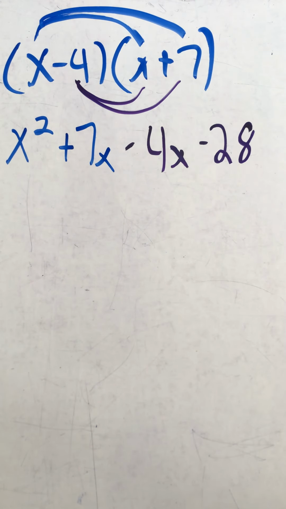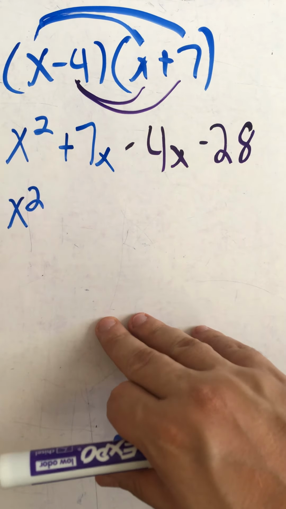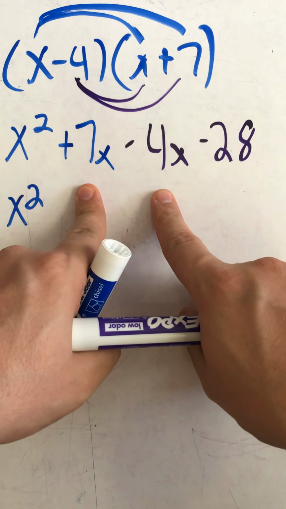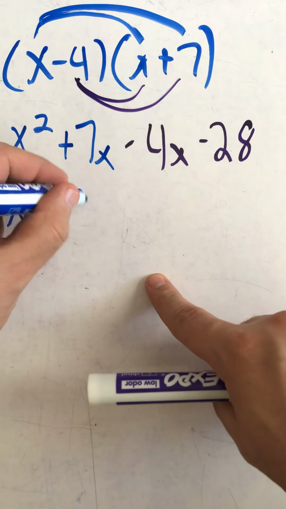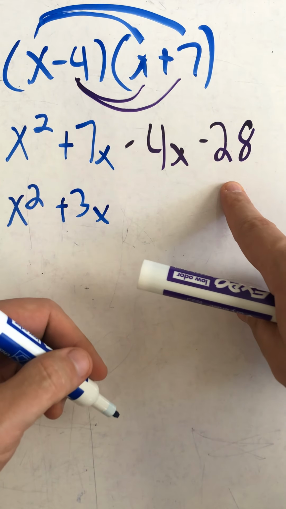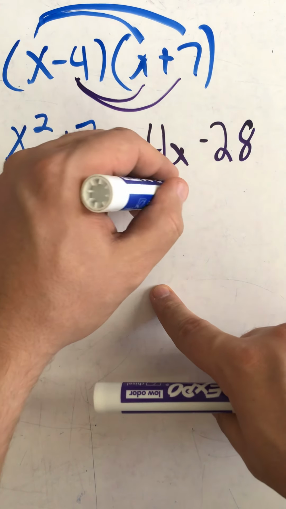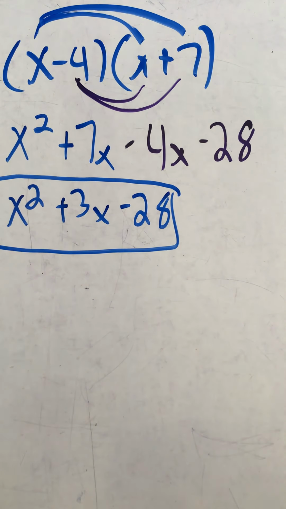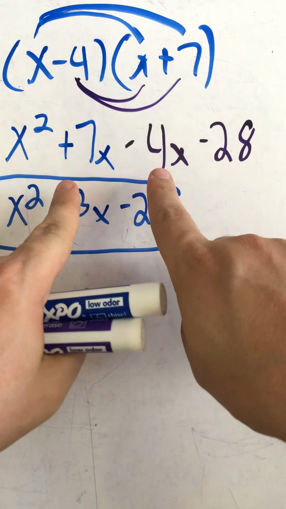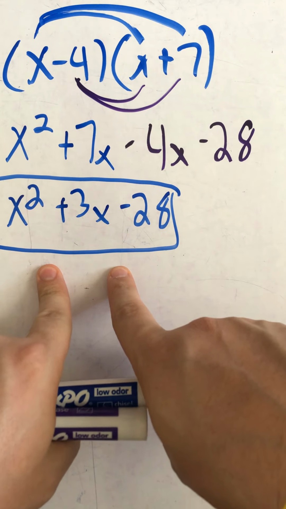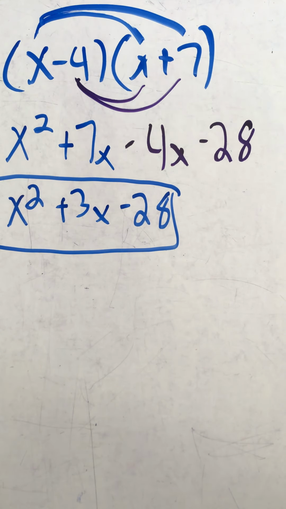Now we just need to combine like terms. x squared is the only one that's an x squared, so that stays x squared. 7x plus negative 4x is positive 3x. There's nothing else without an x, so we just have minus 28 at the end. So x minus 4 times the quantity x plus 7, distribute it out, combine like terms, and we are left with a trinomial. This one wasn't too bad, pretty straightforward. Let's make it a little bit more interesting.